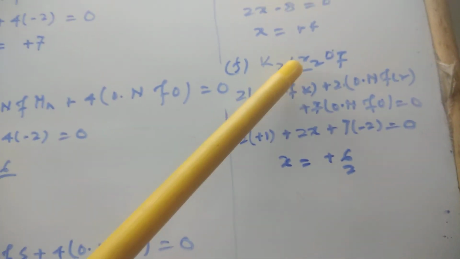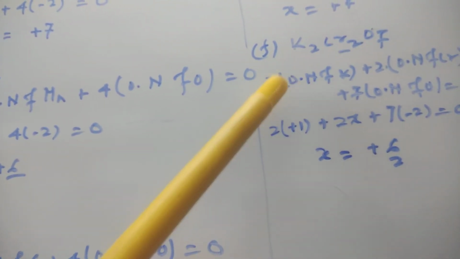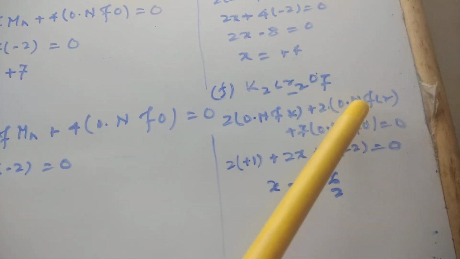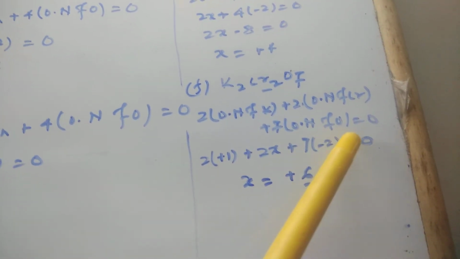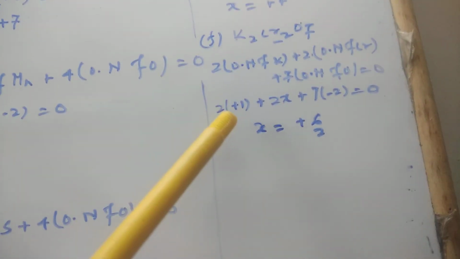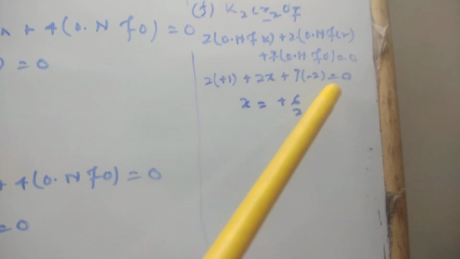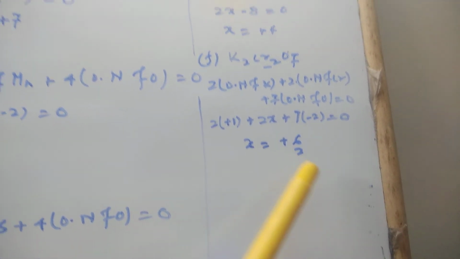In K2Cr2O7 we have to find the oxidation number of chromium. 2 into oxidation number of potassium plus 2 into oxidation number of chromium plus 7 into oxidation number of oxygen equals 0. Then 2 into +1 plus 2x plus 7 into -2 equals 0. On solving we get the value of x equal to +6.